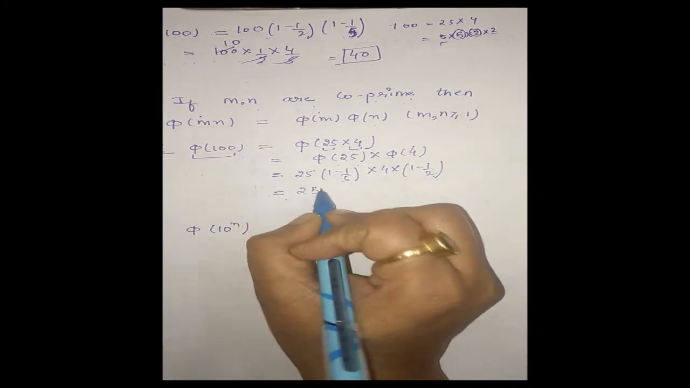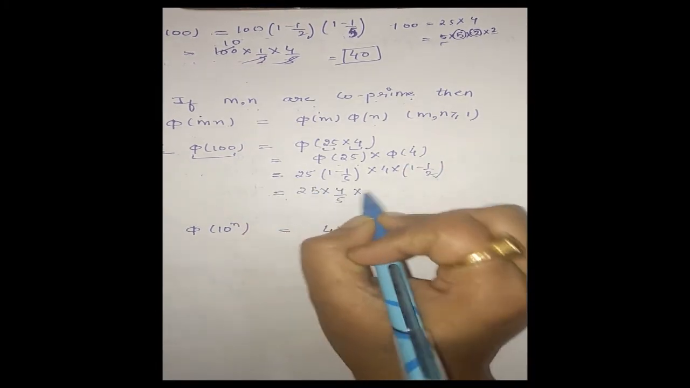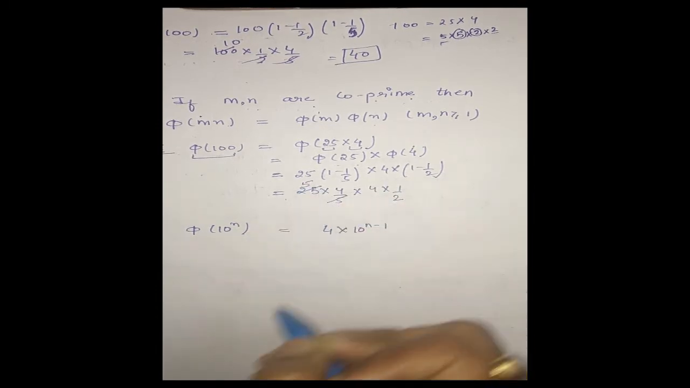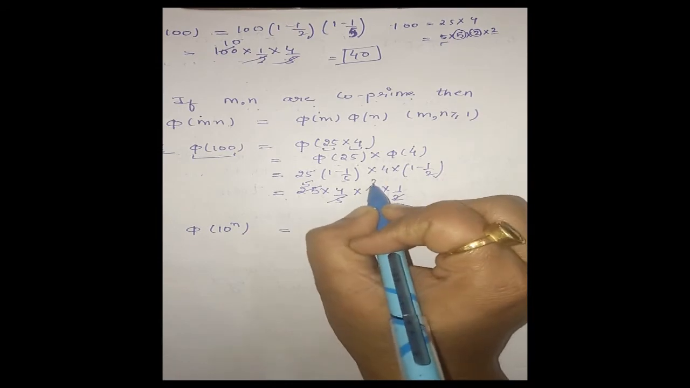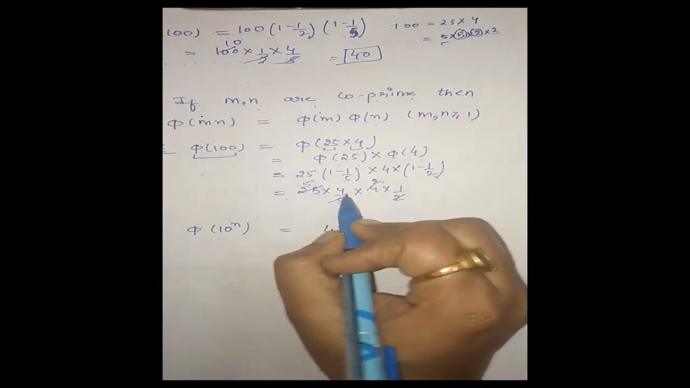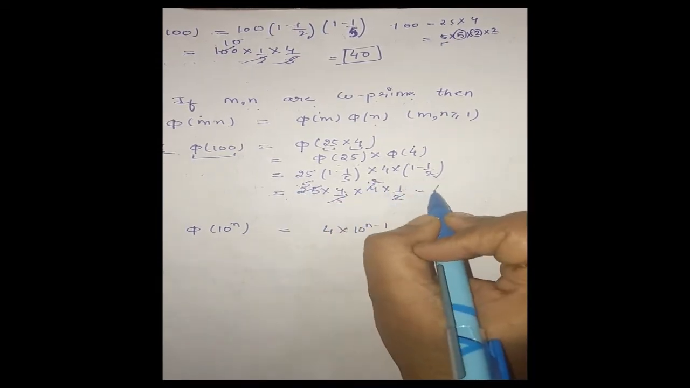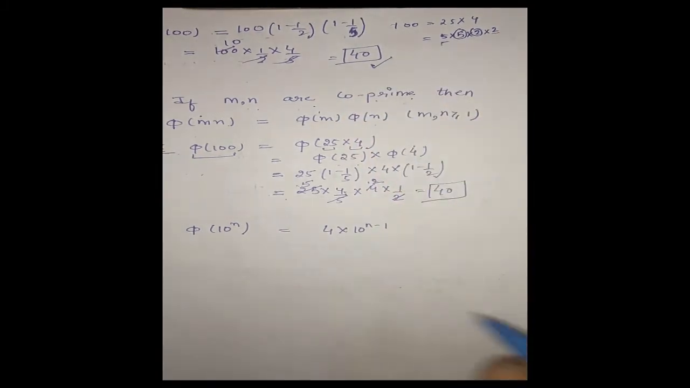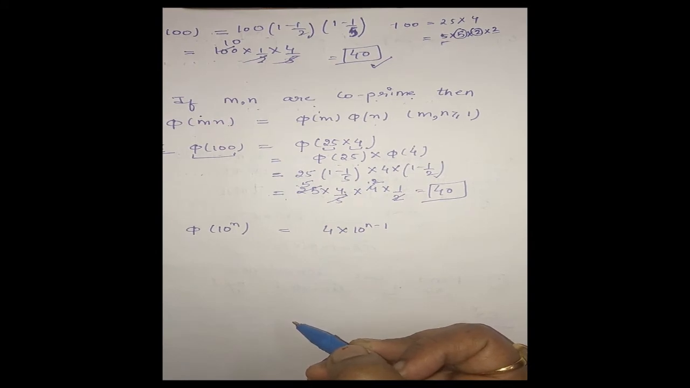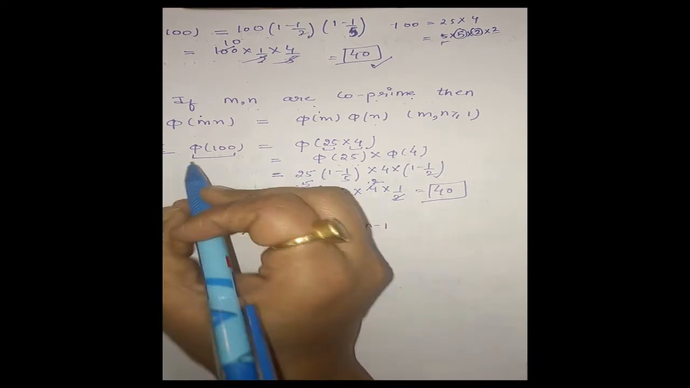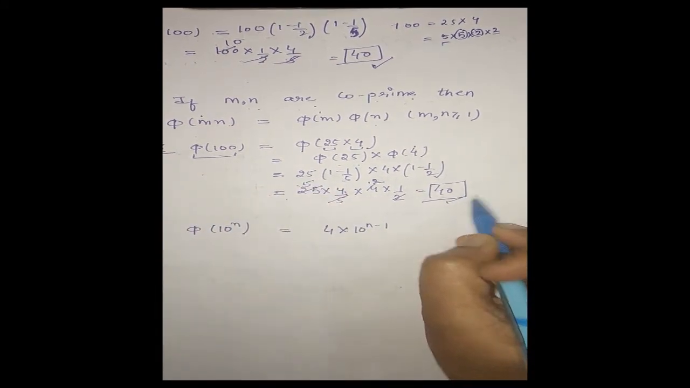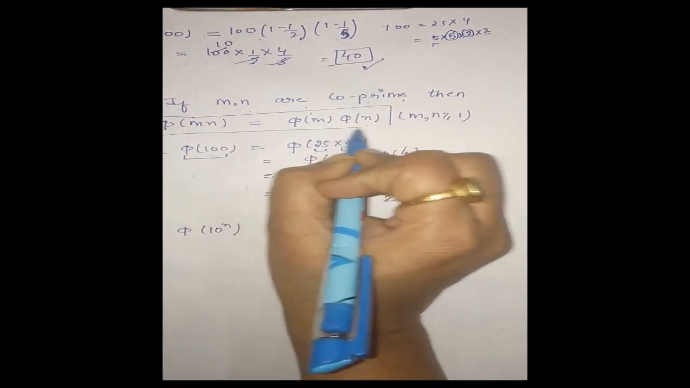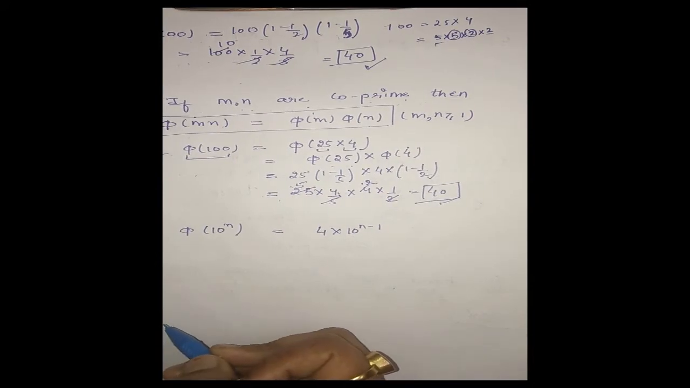That is 25 into 4 by 5 into 4 into 1 by 2. 5 here, 2 here, 5 4s are 20, 20 into 2, 40. And we have already seen here also that phi of 100 is 40. Clear? And from here also we are getting the same. That means if m and n are co-prime, then phi of m n is equal to phi of m into phi of n.